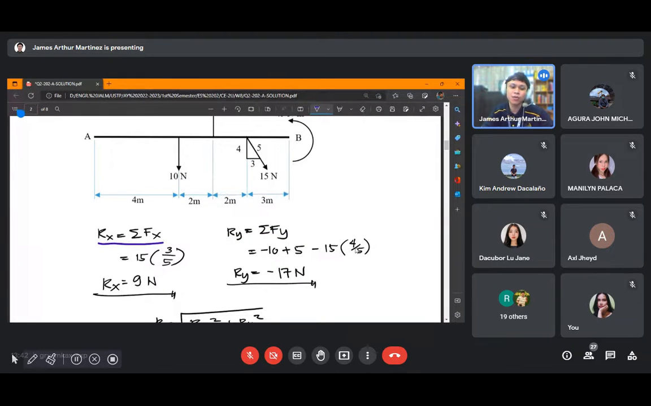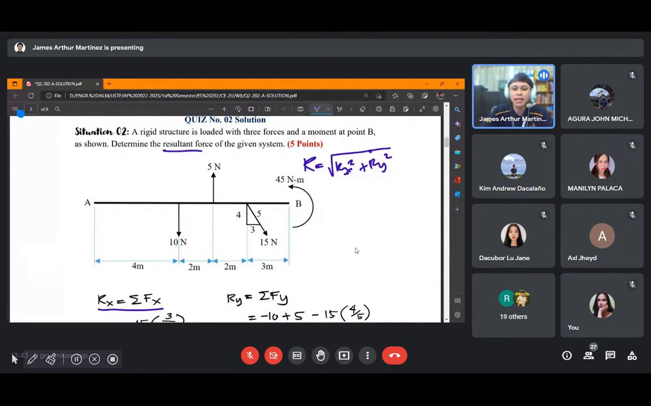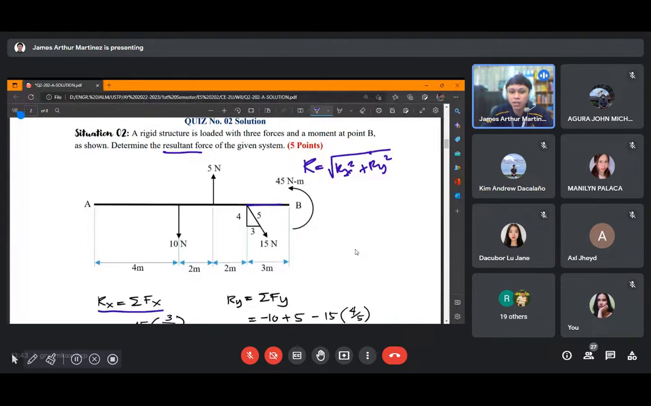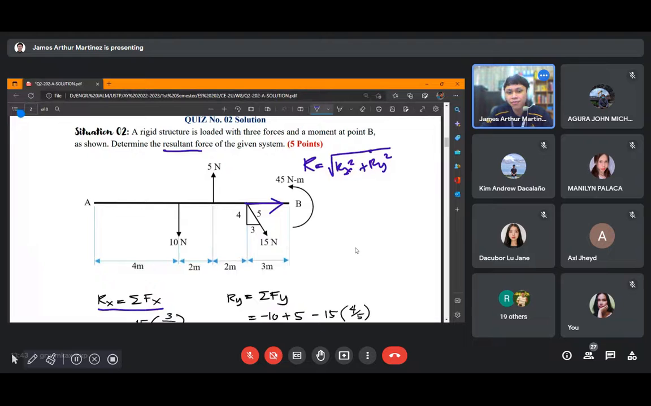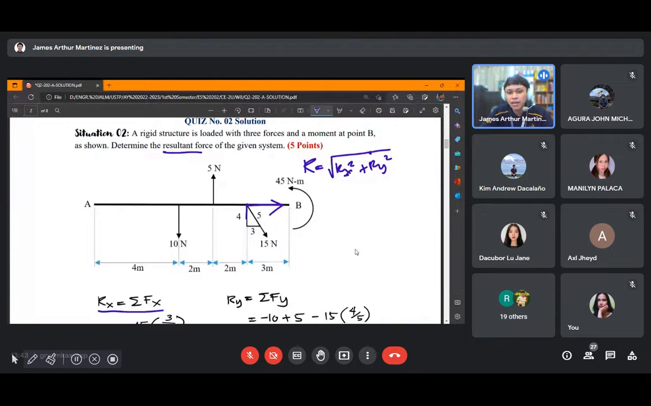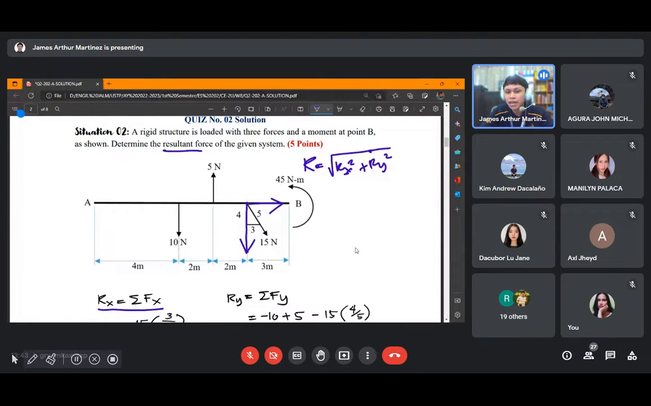You have here Rx is equal to the summation of forces along the x-axis. What are the forces acting on the x-axis? It's just the x component of this 15 newton force. Since we have an inclined load here, 15 newtons, if we resolve it into x and y components, therefore there is a force acting on the x-axis.